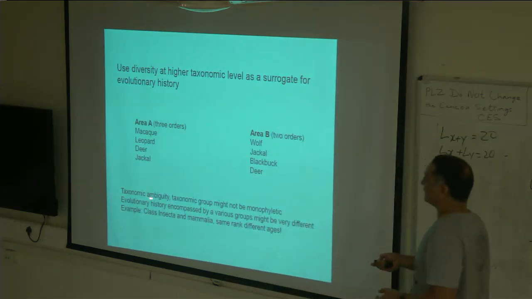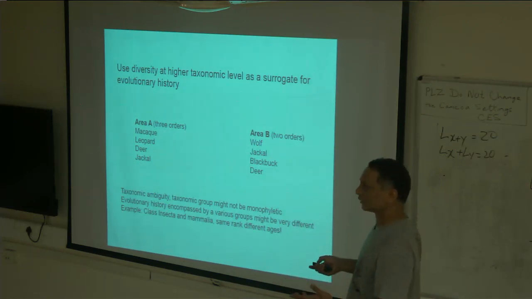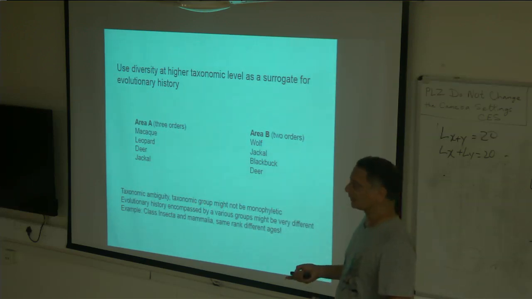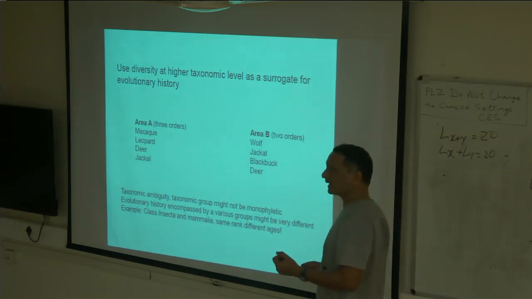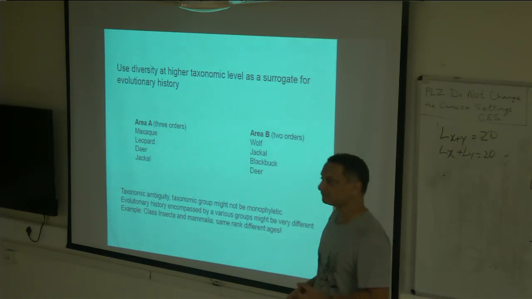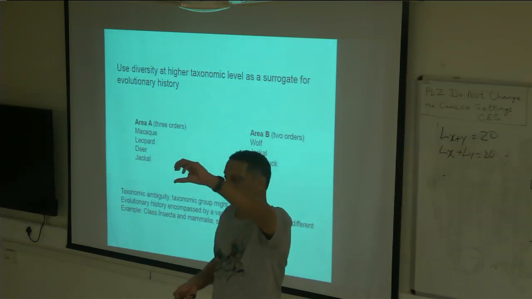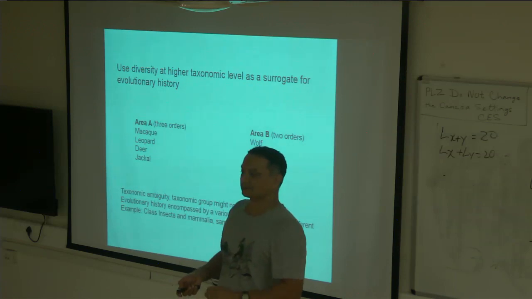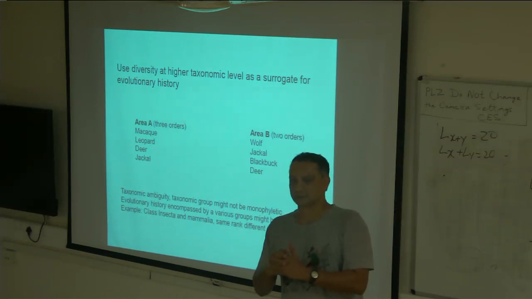But the problem is, there's a lot of taxonomic ambiguity in traditional taxonomy, right? In many cases, taxonomic groups are not monophyletic, and evolutionary history encompassed by various groups might be very different. What do I mean by that? If you compare class Insecta and class Mammalia, the hierarchy is at the class level. But if you look at the actual evolutionary history and look at how old these lineages are, insects are much older.